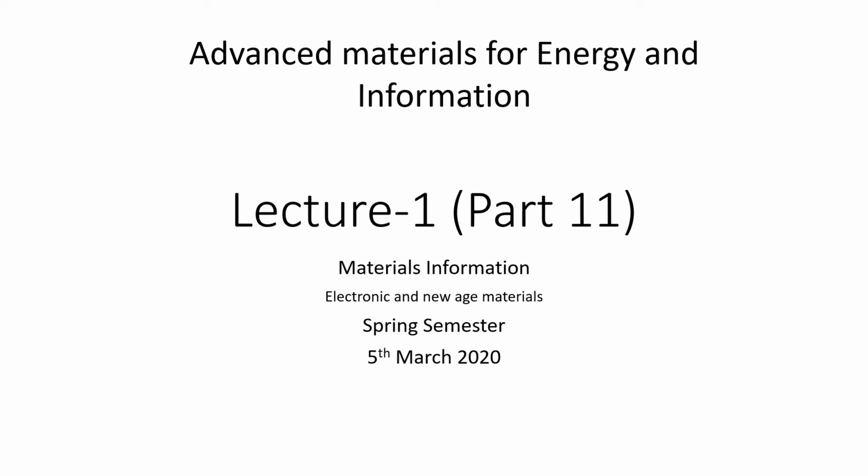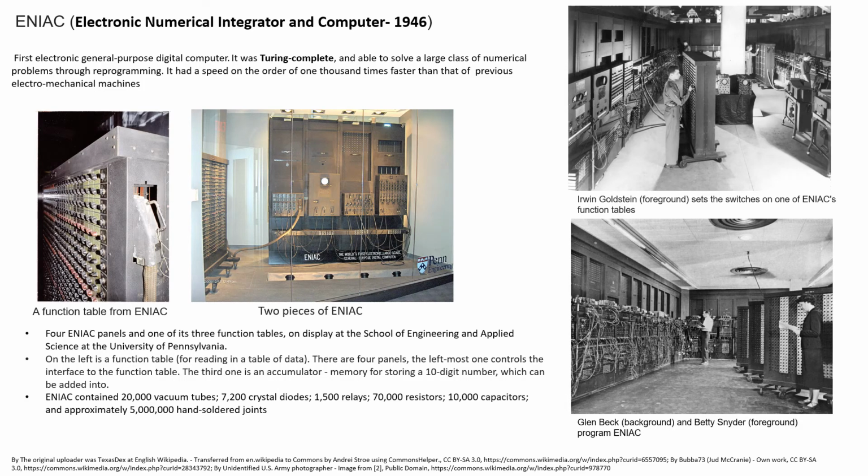In this part, we will see some more materials. ENIAC, that is Electronic Numerical Integrator and Computer, was the first electronic general-purpose digital computer. It was Turing complete. It was capable of solving a large class of numerical problems through reprogramming. It was 1,000 times faster than the previous electromechanical machines.